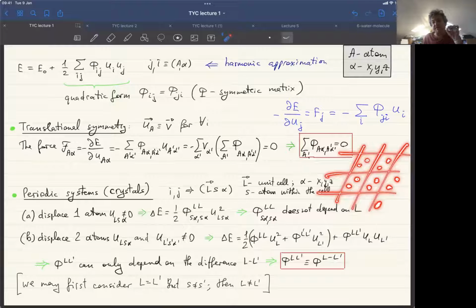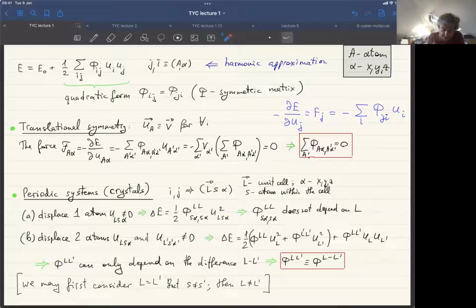So in order to specify an atom in that infinite crystal, you need to specify the unit cell, and then you have to specify the atom within that unit cell, and the Cartesian coordinate. In other words, this index A, which we used to specify an atom, will now be given by two indices. One is the lattice translation vector L, which defines the unit cell, and the other is S, the atom within that unit cell. So we need these two indices instead of the capital A I used before.